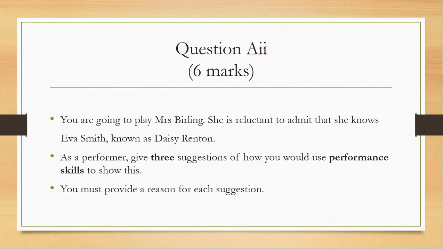In question A1, it was specific to the performance skill. It might ask you how you would use non-verbal communication. In question 2, it's a lot more broader. It says performance skills. You have the choice. It is a variety. Performance skills, vocal skills, non-verbal communication, movement, space, physical skills. As an actor, a performance skill is what you do to show your character and your character's intentions. You must provide a reason for each suggestion you make.